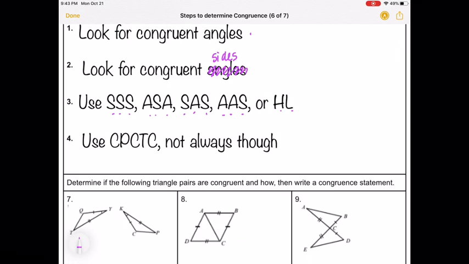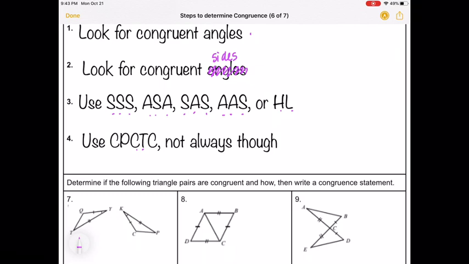Or use corresponding parts of congruent triangles are congruent. And I don't know, we haven't actually gotten to that yet, so we'll do that next lesson, so don't worry about that just yet. But for these next questions, you're going to determine if the following triangle pairs are congruent. So, are the two triangles there congruent? And if so, how? And we have to write that congruent statement. So, the part we did earlier, like triangle ABC is congruent to triangle XYZ.